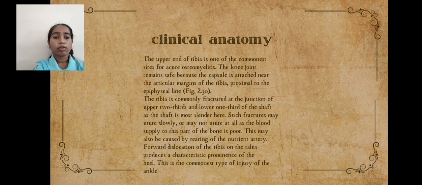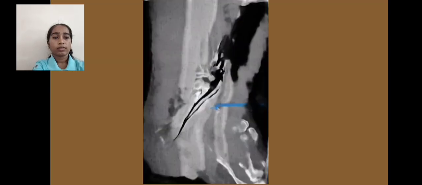Forward dislocation of the tibia on the talus produces a characteristic prominence of the heel. This is the commonest type of injury of the ankle.